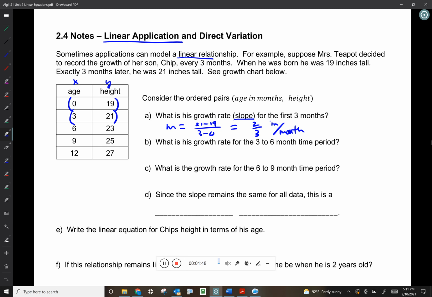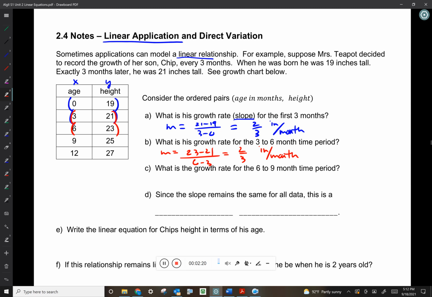Okay, part B. What is his growth rate for the 3 to 6 month time period? Okay, so here's the 3, here's the 6. So now we want the slope between those 2 points. So m equals 23 minus 21 over 6 minus 3, which is also 2/3. Again, the y value is inches, and then the x value was months, inches per month. So the same growth rate from 3 to 6 months as it was from 0 to 3.